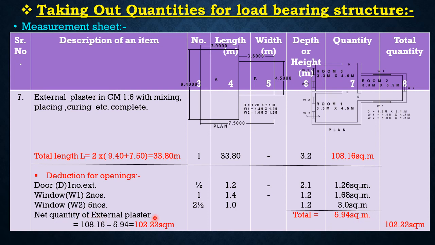Then net quantity of external plaster is quantity of external plaster minus deduction of openings. Then 108.16 minus 5.94 is equal to 102.22 square meter. Then external plaster is 102.22 square meter.